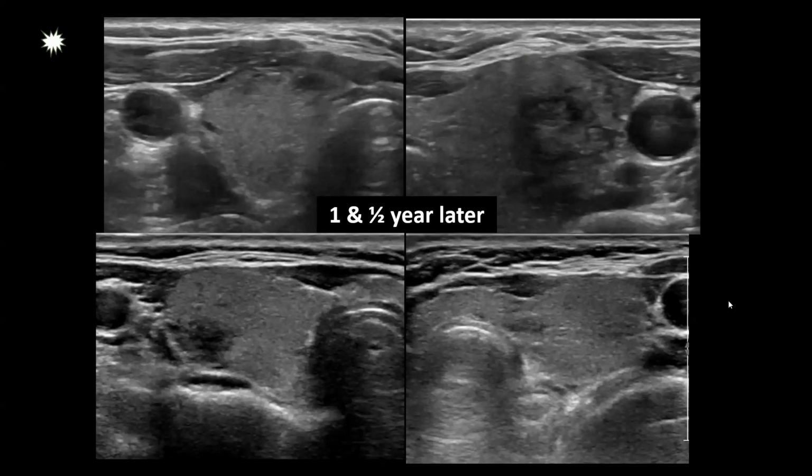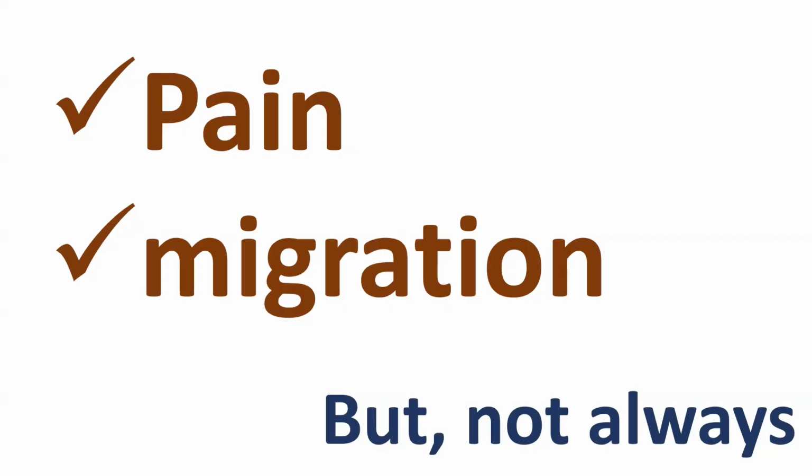As demonstrated in these cases, typical features of subacute thyroiditis include neck pain, ill-defined hypoechoic inflammatory lesions on ultrasound and migration of lesions over time, with resolution of previous areas and appearance of new ones elsewhere in the thyroid.